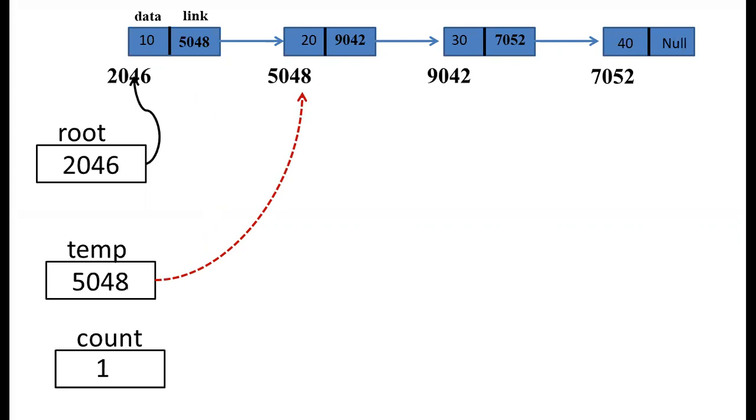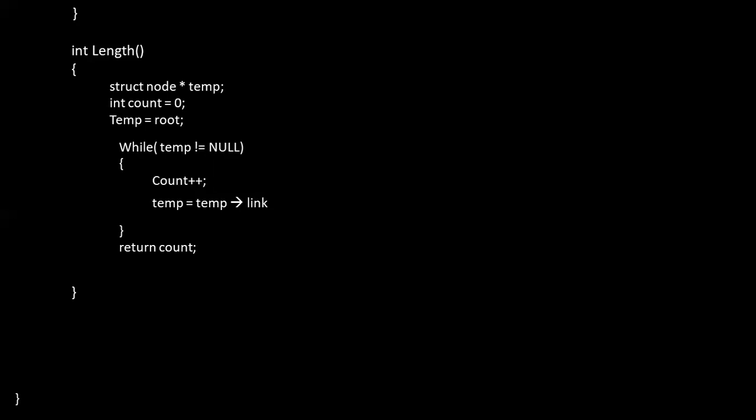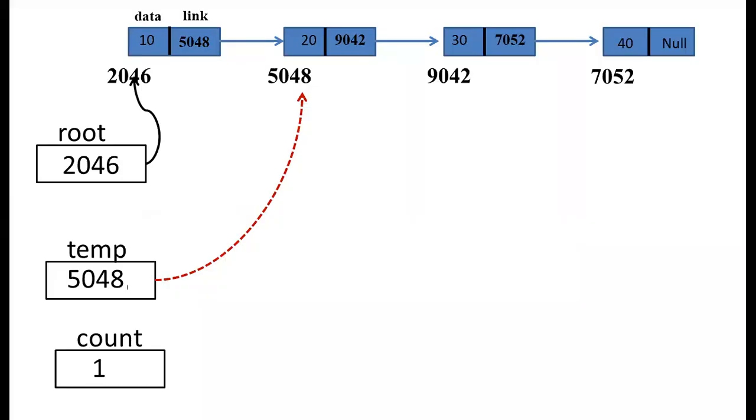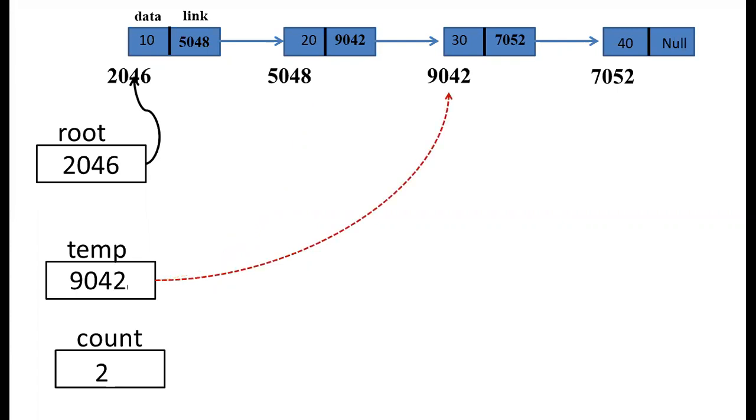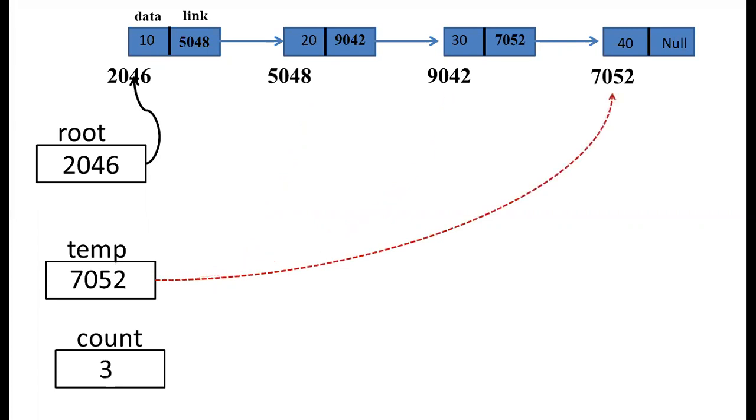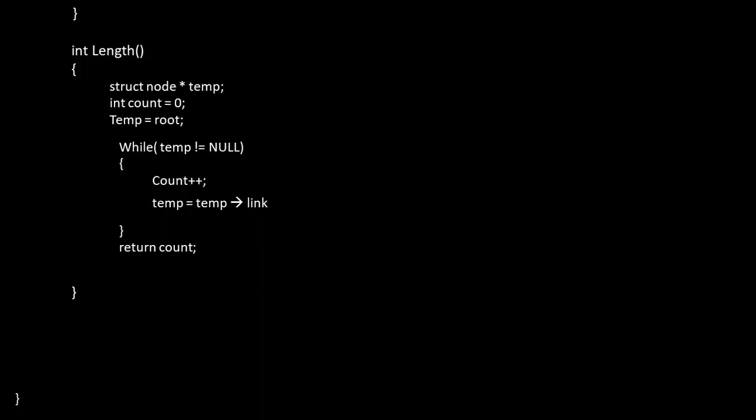Again, the while loop executes as long as the temp value is not equal to null, and it will be incrementing the count value, count plus plus, so that the temp will be pointing to the next node. So here the value of the count will become 2, and the temp points to the next node address, that is 5048 to link, that is 9042. Now again the count will become 3, and 9042 to link is 7052. So temp will be stored with 7052. Now again it will increment the count value, so the count will become 4, and the temp will be 7052 to link, which is null. So temp value will be stored with null. So here the condition null not equal to null fails.